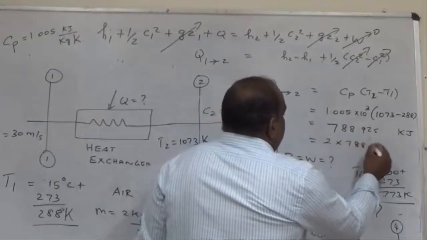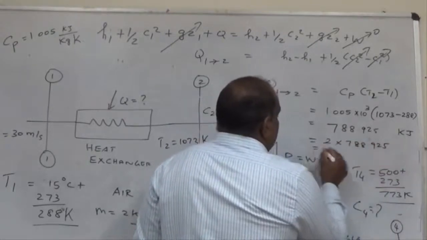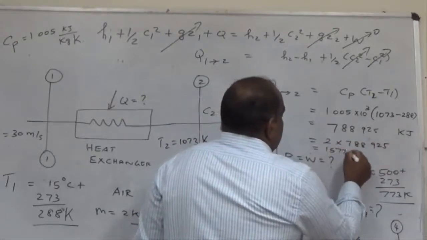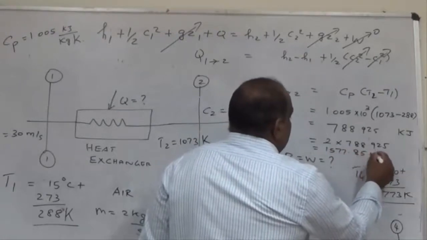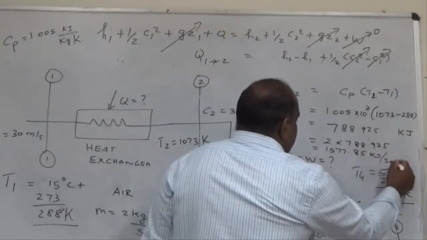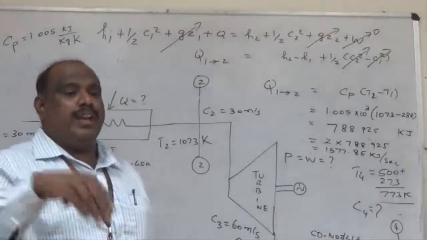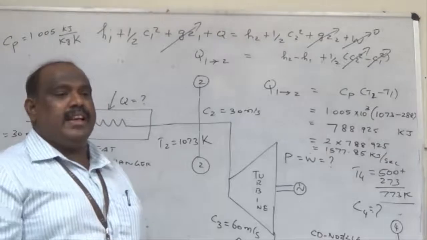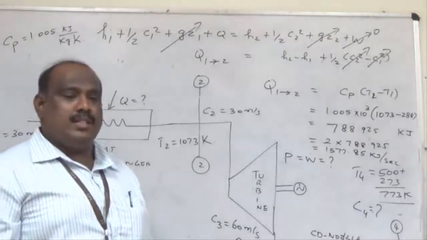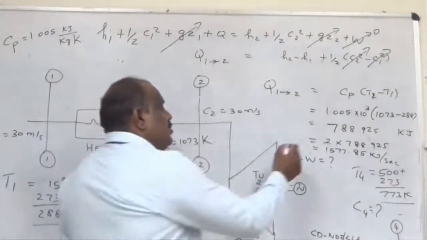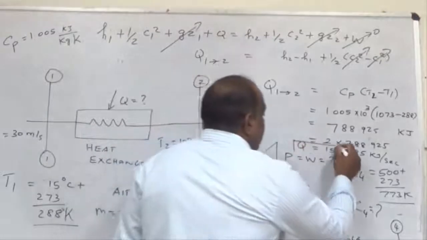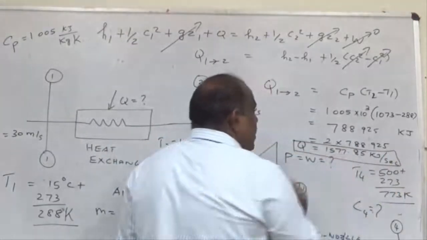So 2 into 788.925, what is the answer? 1577.85 kilojoules per second. What is the unit? It is not only kilojoules. Now the mass is not mass, it's mass flow rate, kg per second. So it's kilojoule per second, which is kilowatts. Whether this value is positive or negative? Positive.